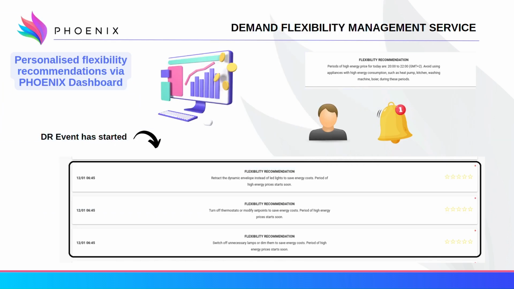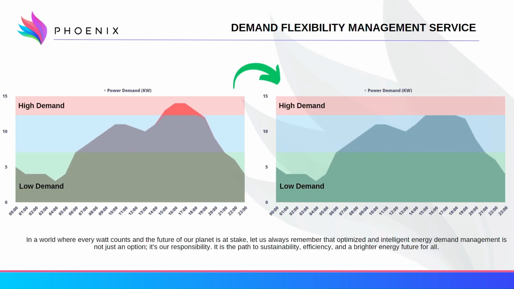Another way is through personalized flexibility recommendations via Phoenix Dashboard. For equipment that does not allow action, demand response event notifications are sent to users to encourage them to manually participate in modifying their demand. With these mechanisms provided by the Phoenix Flexibility Service, end users can alter the demand curve to meet the needs of the network and receive economic incentives.